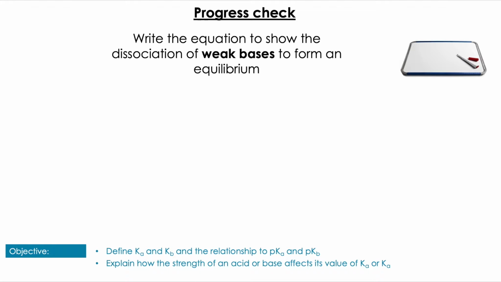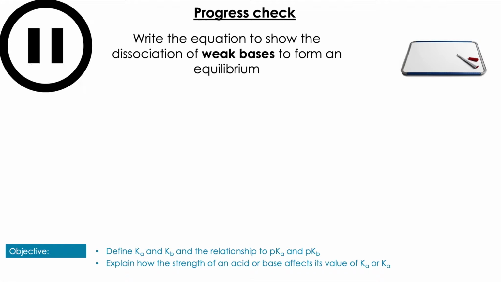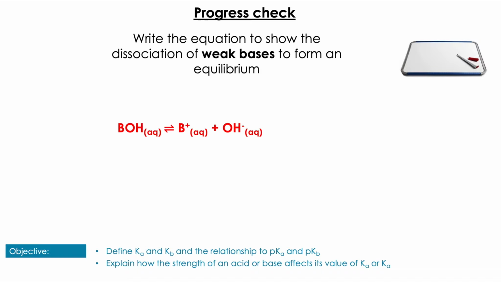Write the equation to show the dissociation of weak bases in an equilibrium. Pause the video to give yourself some time for that. Good. Hopefully you got the BOH for a generalized base goes to B plus and OH minus.